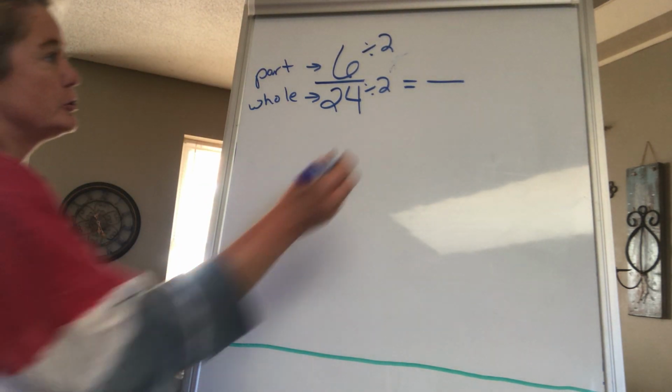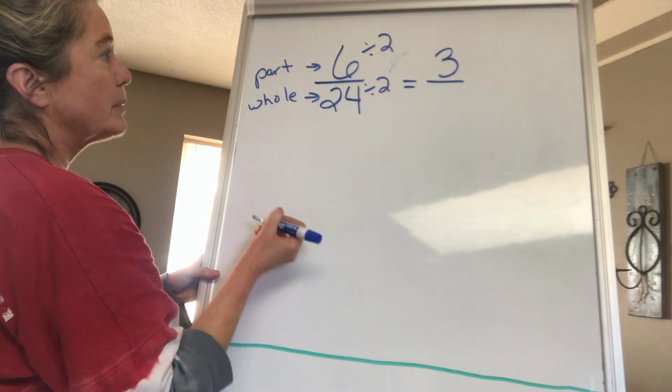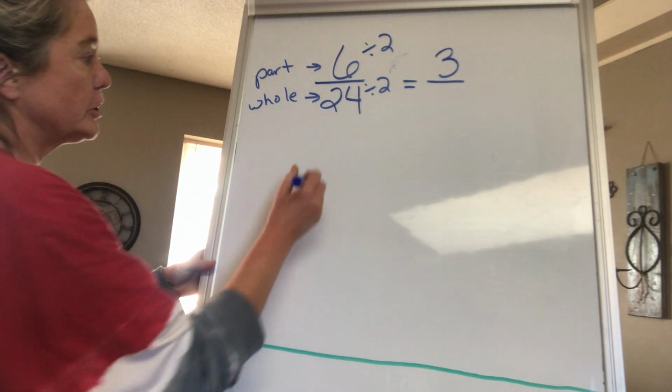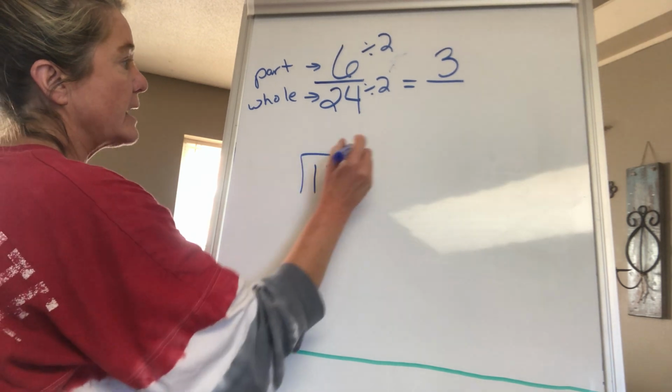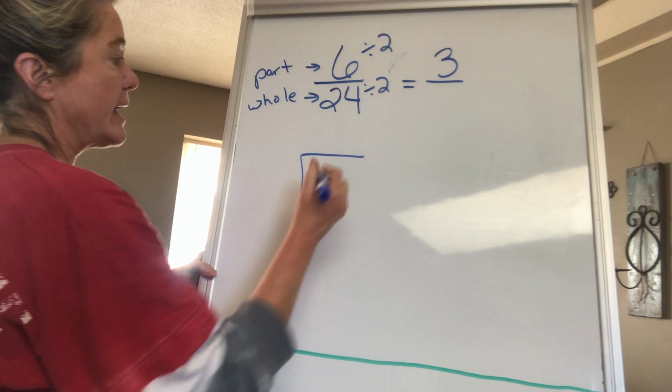6 divided by 2 is 3. 24 divided by 2. And remember, if you're not sure, don't guess. Just go to the side and, oh, not 12. That's going to be my answer. I just gave y'all that, didn't I?